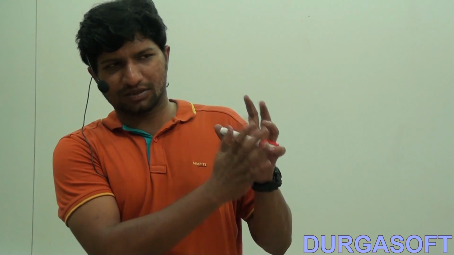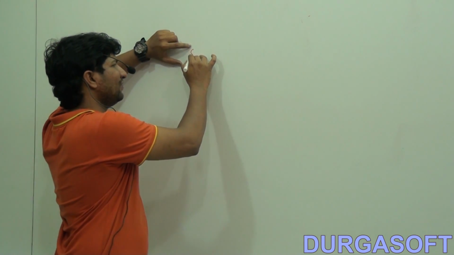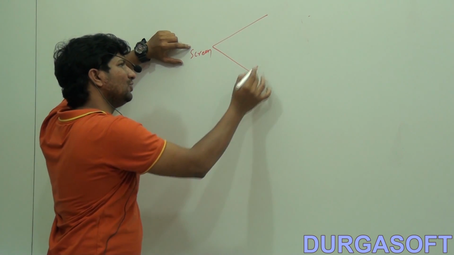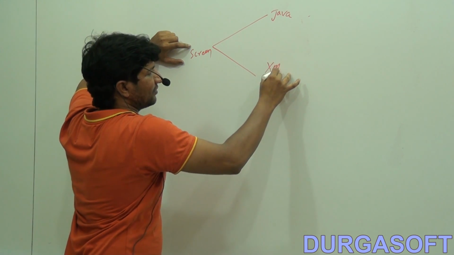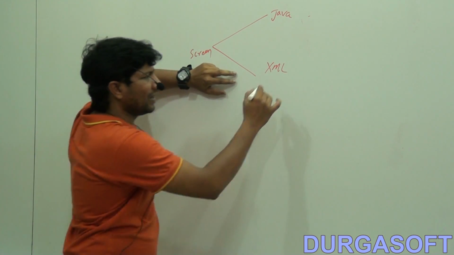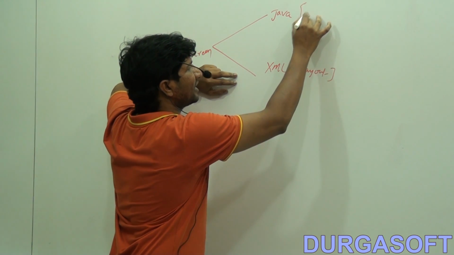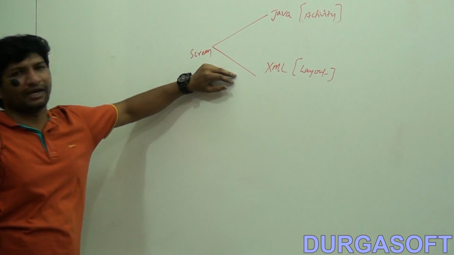In the last video, I explained what an Android XML layout file is and what it consists of. Now, in this session, for every single screen in Android we need two files: one Java file and one XML file. The XML file is called the layout, and the Java file is called the activity.